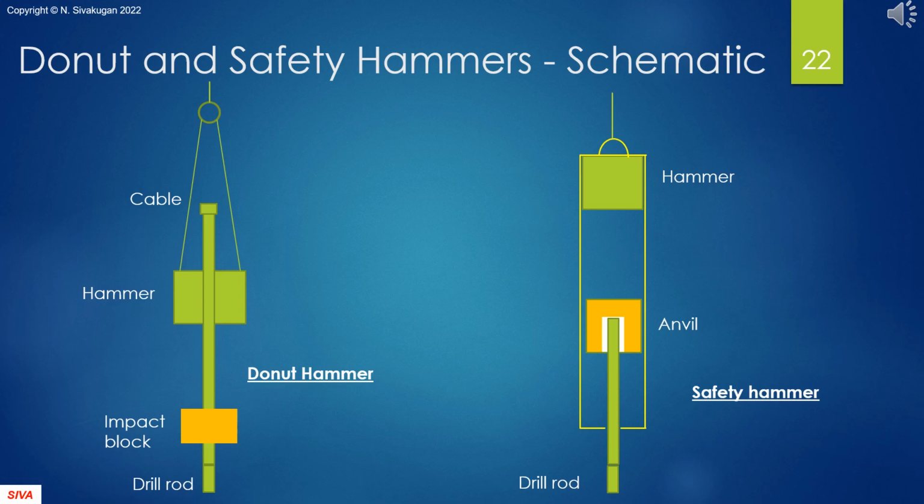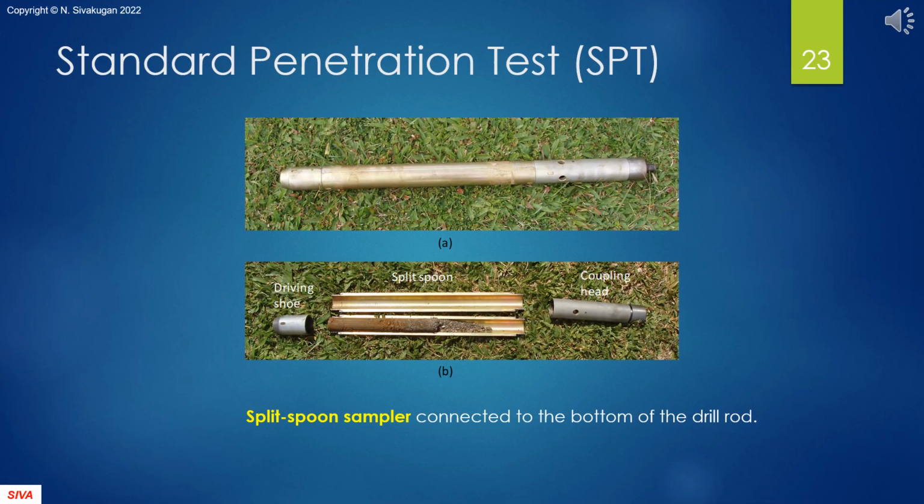Here are the schematic diagrams of a donut hammer and a safety hammer. You can see clearly why a safety hammer is safer than a donut hammer. The top photograph shows a complete split spoon sampler used in a standard penetration test. The bottom photograph shows the same sampler dismantled, showing the driving shoe, the longitudinally split sampler, and the coupling head that connects the sampler to the drill rod.